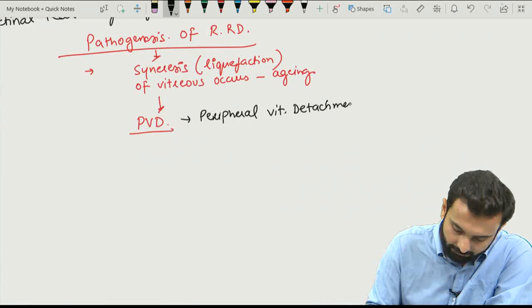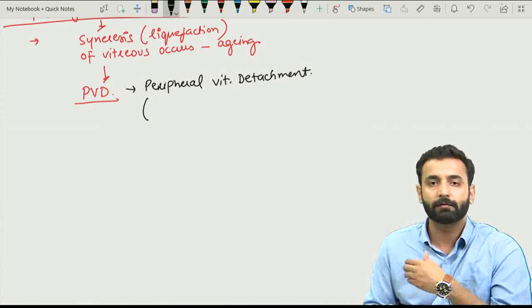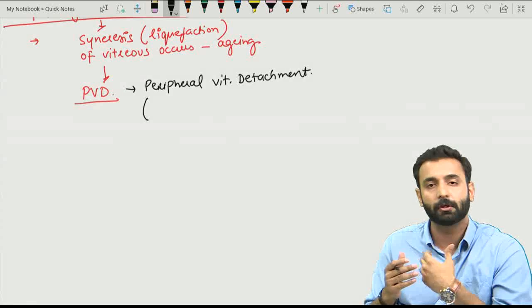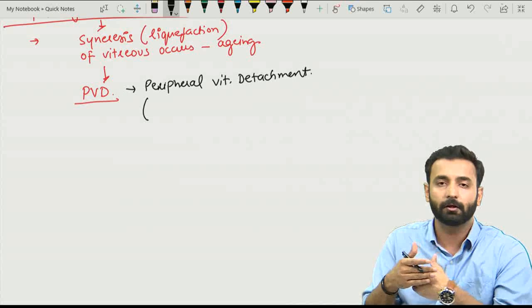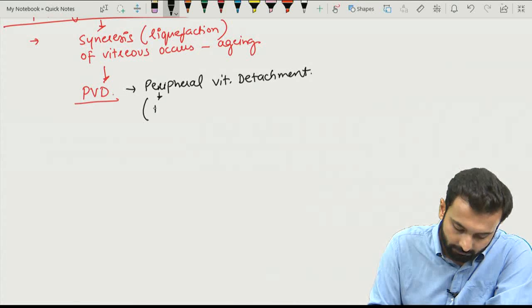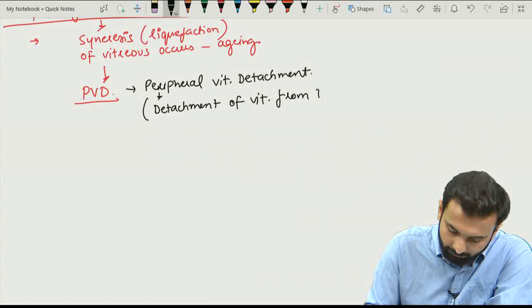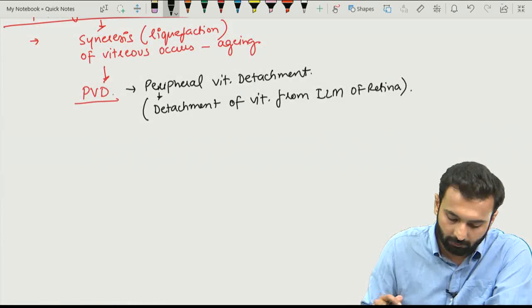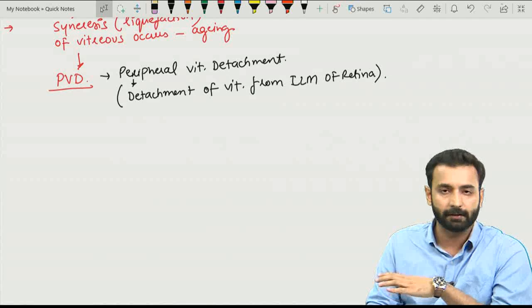Posterior vitreous detachment is PVD. So what is PVD? It is detachment of the vitreous, not the retina, from the retina. From which layer of the retina? From the internal limiting membrane of the retina. So PVD is detachment of vitreous from the internal limiting membrane of the retina, right? Because of syneresis, there develops PVD.